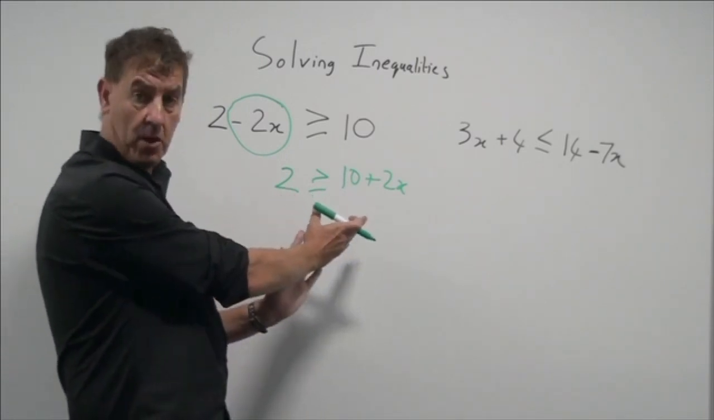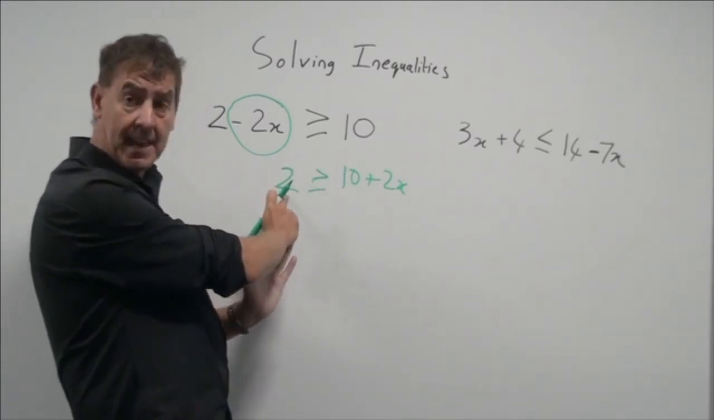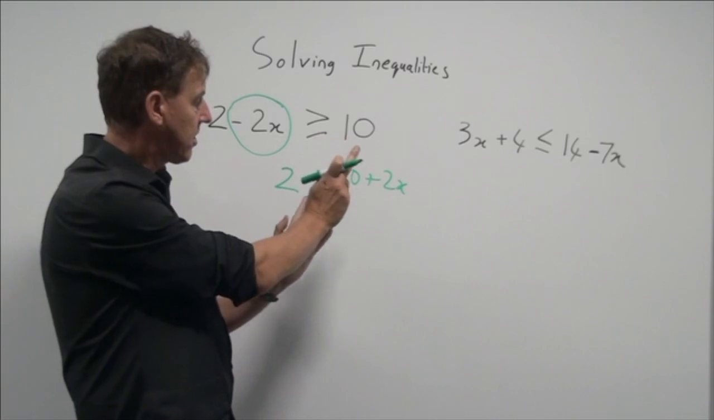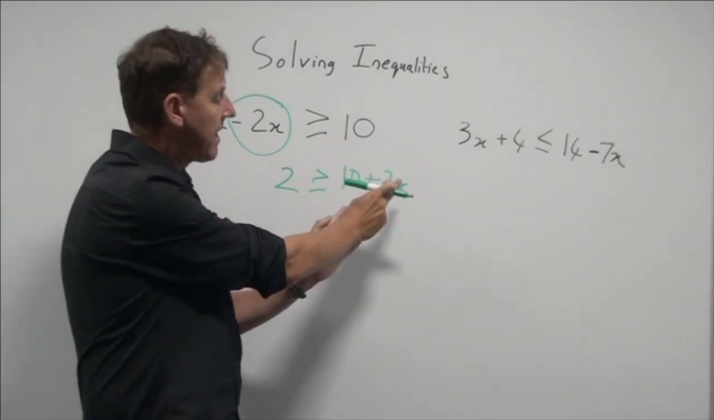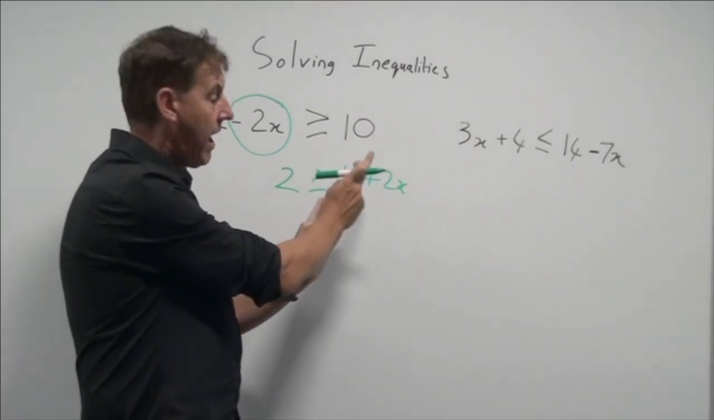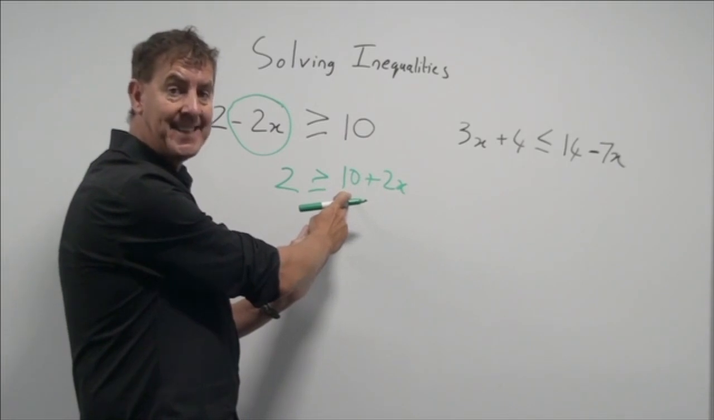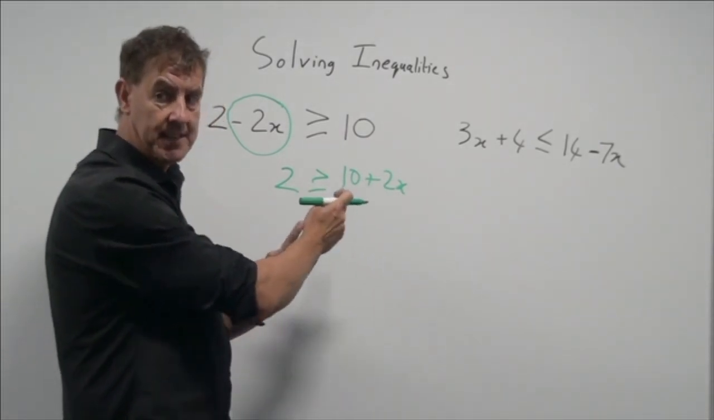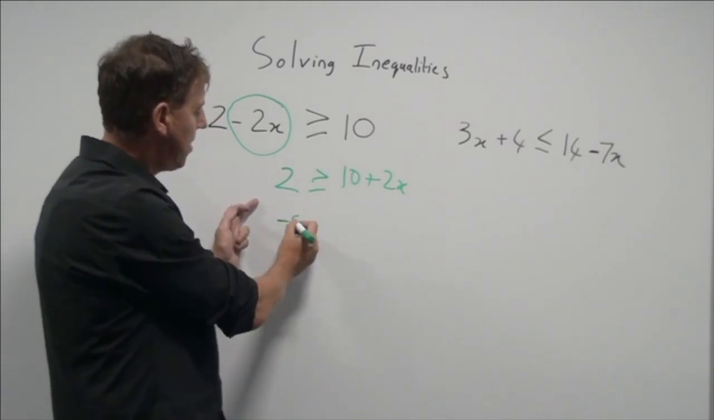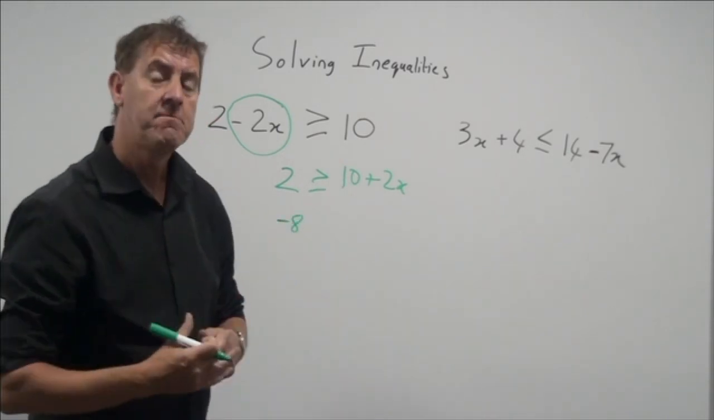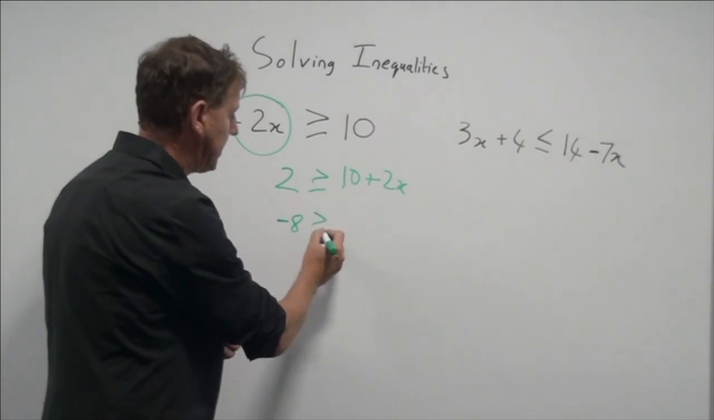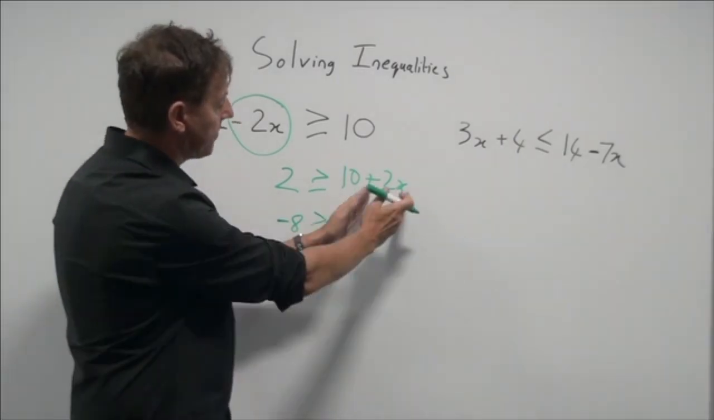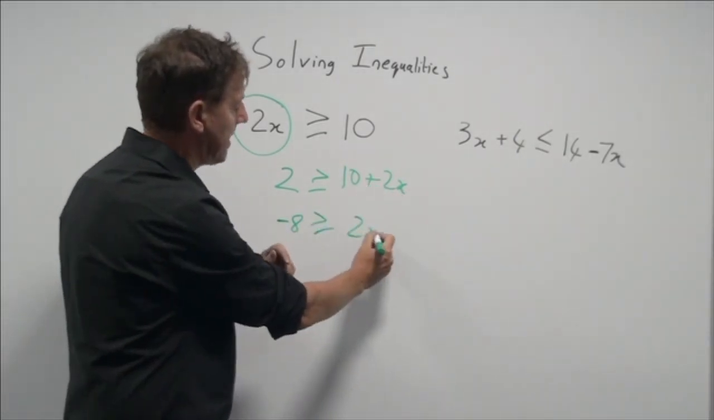So what have I got to get rid of? Well, the 2 here is the thing that's out of the way this time. I'm trying to remove the 10 and the plus 2. How do I get rid of the 10? I take 10 off both sides. When I take 10 off both sides, 2 minus 10 is minus 8. It's greater than or equal to, and I've got the 2x still here.